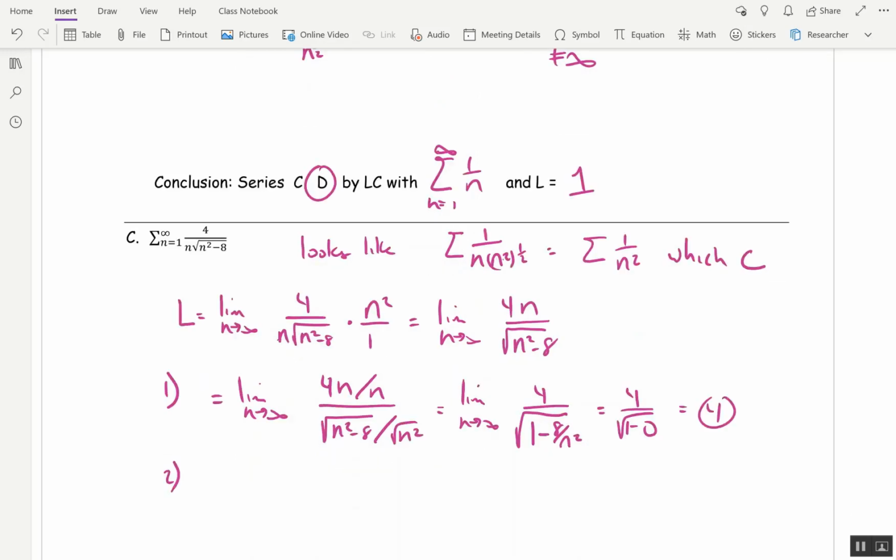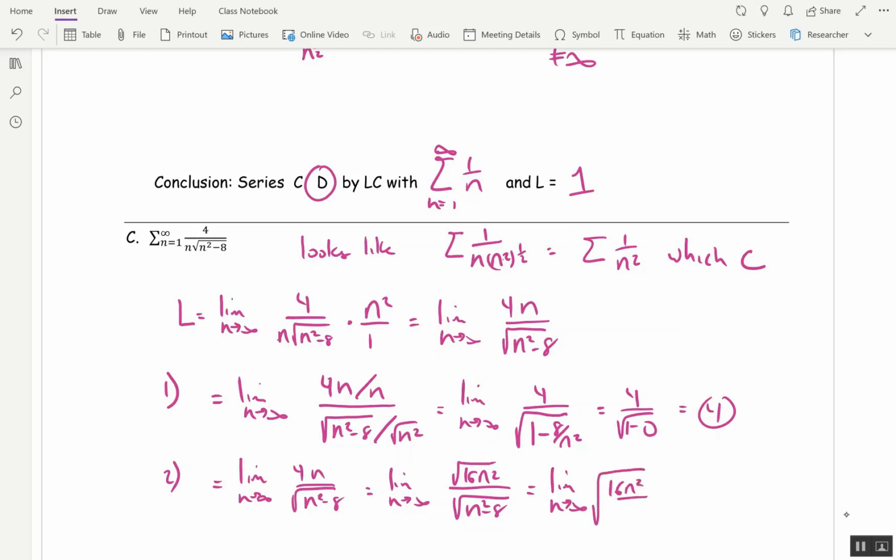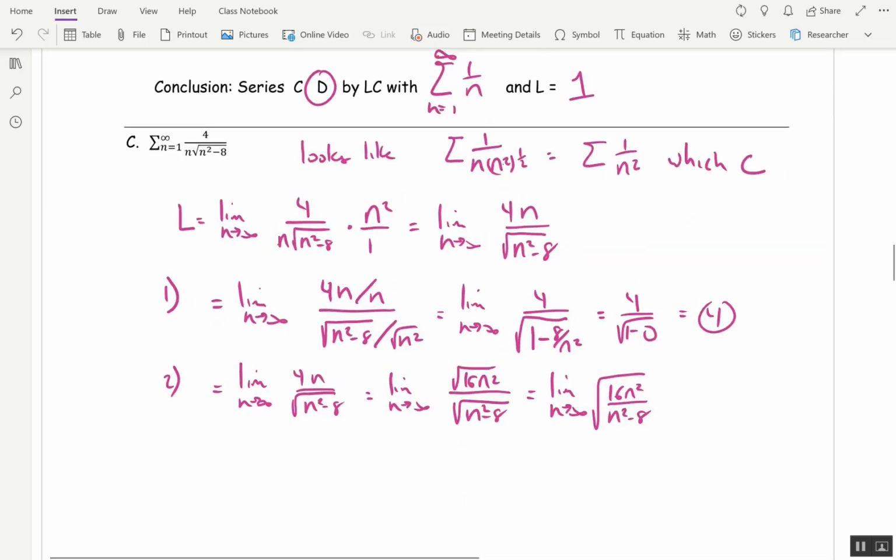Here's the alternate way to take this limit. So remember, our limit is n goes to infinity, 4n over square root of n squared minus 8. Think of 4n as the square root of 16n squared. And that way you can combine everything under one big hat. Limit as n goes to infinity, one big square root, 16n squared over n squared minus 8. And now divide top and bottom inside the square root by n squared.